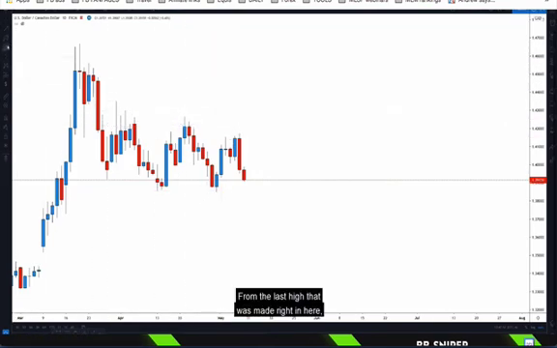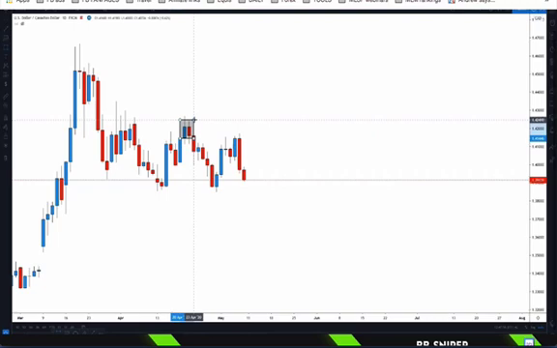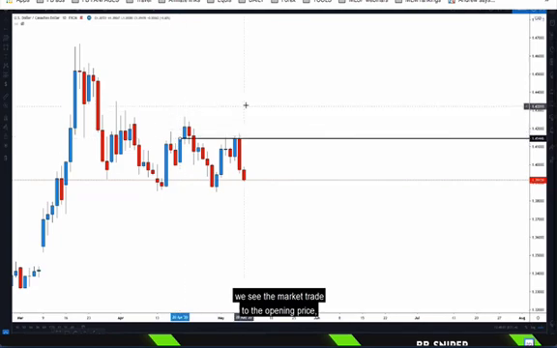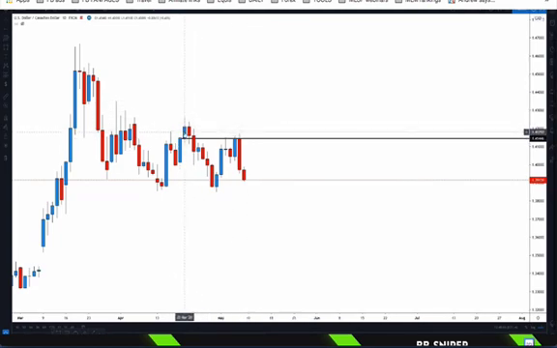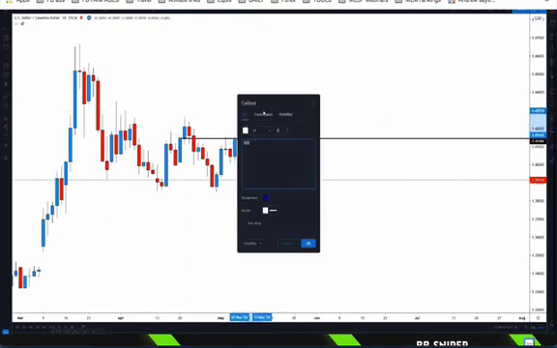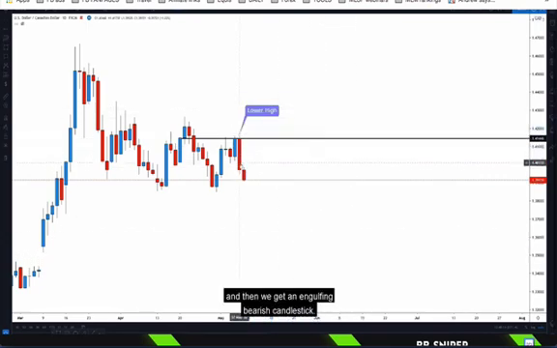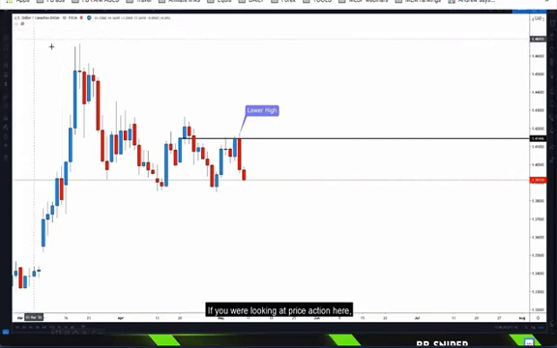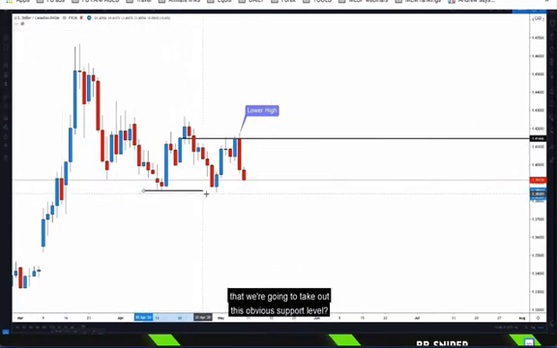From the last high that was made, right in here, we see the market trade to the opening price, give us a lower high, and then we get an engulfing bearish candlestick. The day after that, more bearishness. Lower open, lower close. If you were looking at price action here, what are the probabilities in your opinion that we're going to take out this obvious support level?